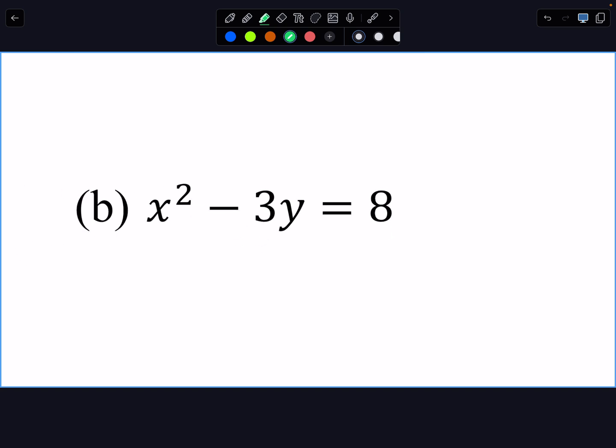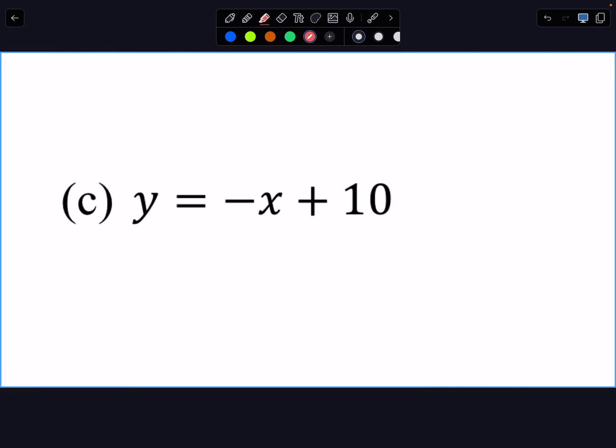x squared minus 3y equals 8. Why not? Because of this exponent of 2, right? It makes it curved. It does. It makes it more of a curved graph, which we will study later this year.